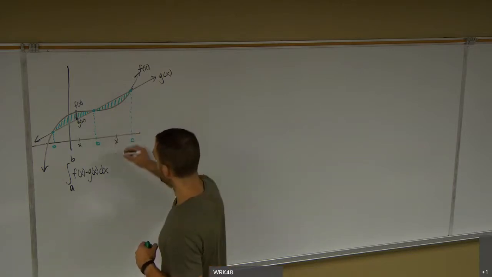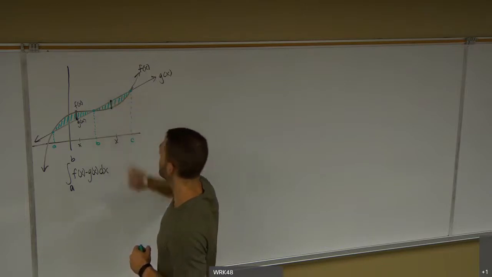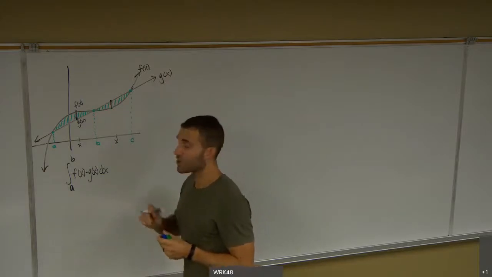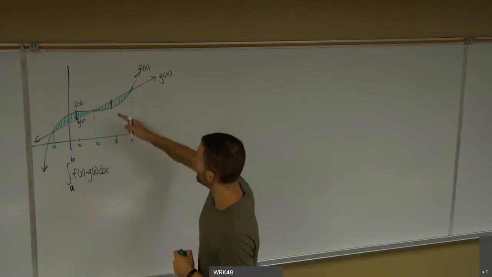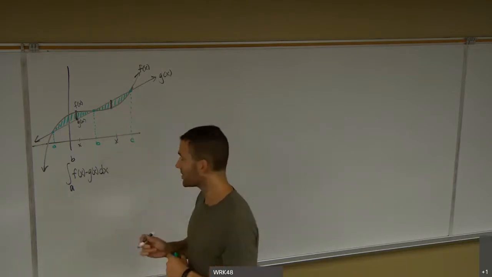If I take a generic x value between b and c, and I look at the outputs of the function, the g of x curve is above the f of x curve now. And so if I want to correctly measure the length of this straight line, I would have to do it as g of x minus f of x, larger minus smaller. And this time they switched.